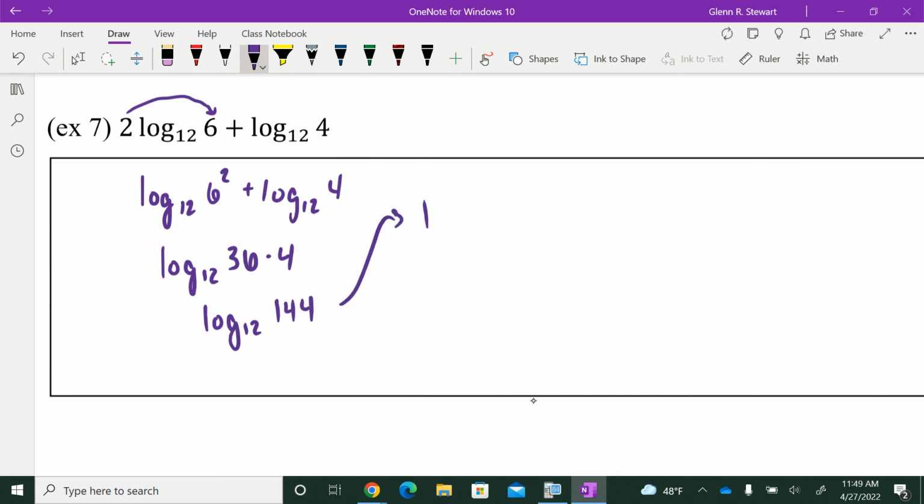I can then plug that into my calculator as log of 144 over the log of 12 to get my answer. Anyone try it and get an answer that they're willing to share? 2. Thank you. And there you go.